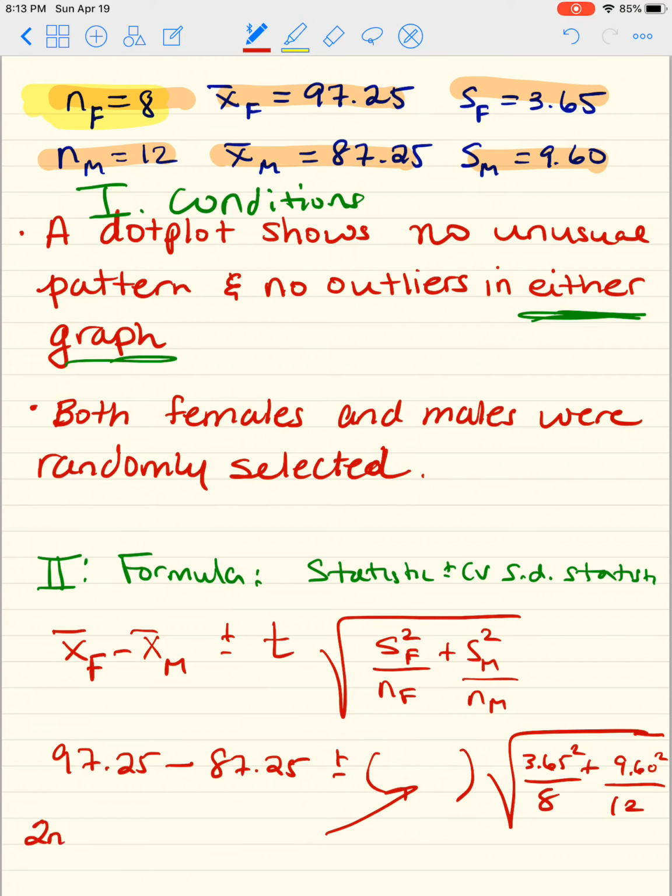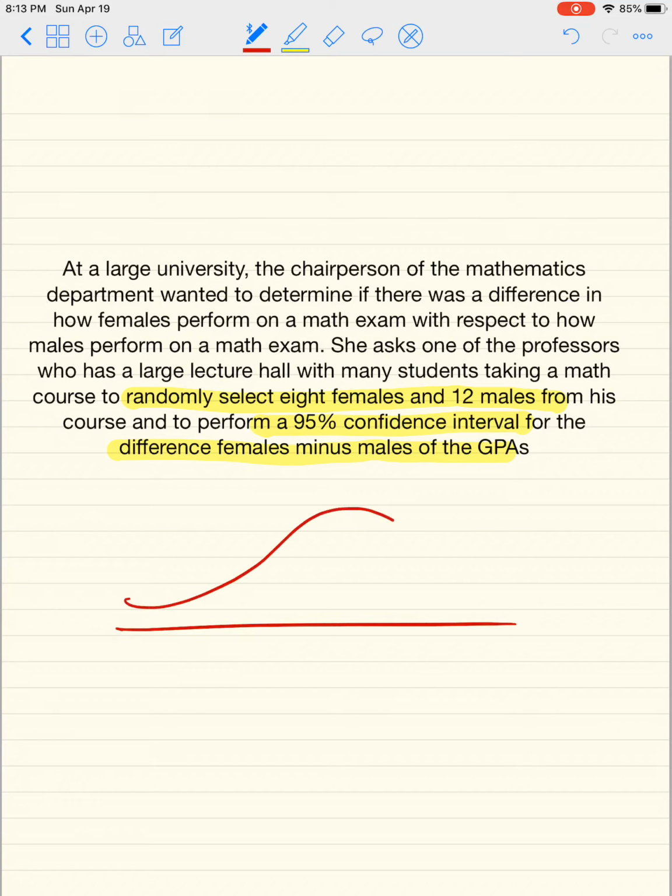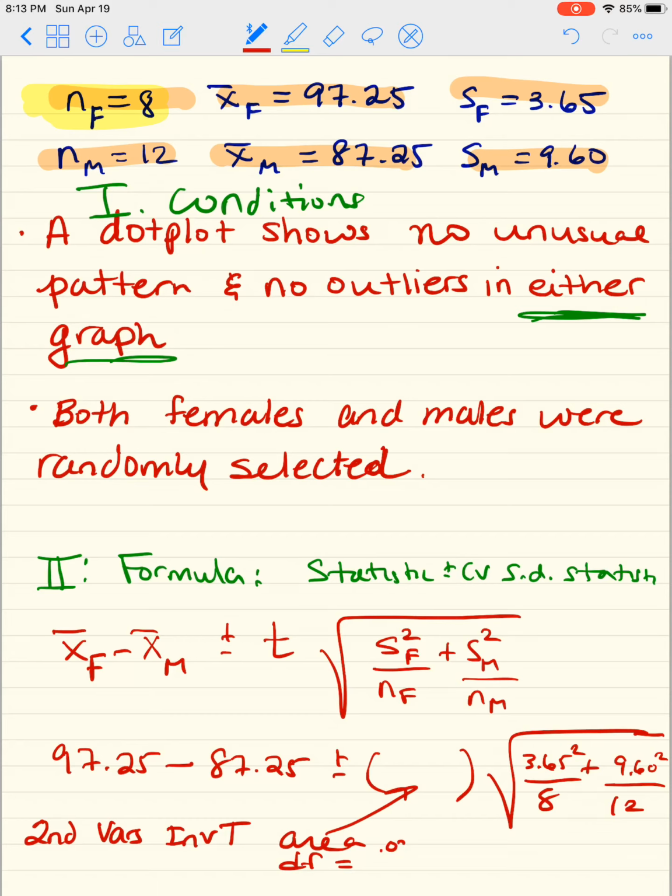So we're going to have to press second, vars, inverse t, okay? Do you guys remember from the last video, you're going to have area, degrees of freedom. So they want a 95% confidence interval, which means there's going to be 0.025 in each tail. To be honest with you, I did not look up this number. I totally forgot to do that. But you just put the area to be 0.025 and your degrees of freedom to be 7, the smaller of the two n's minus 1. You just put that there.